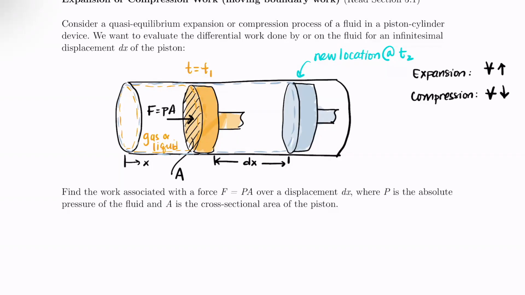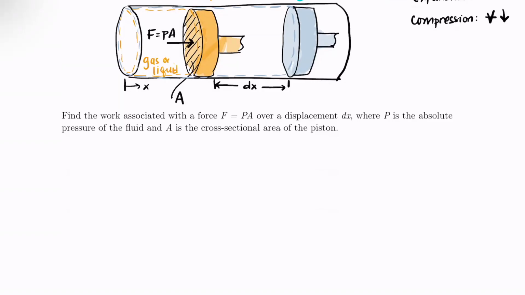Cool. Okay, so we want to find the work associated with this force, P times A, over this displacement dx, where P is our absolute pressure of the fluid, and A is the cross-sectional area of the piston, which hopefully that picture conveys. Okay, so let's talk about our infinitesimal work. So if you remember, that symbol for infinitesimal is lowercase delta. And we have work.